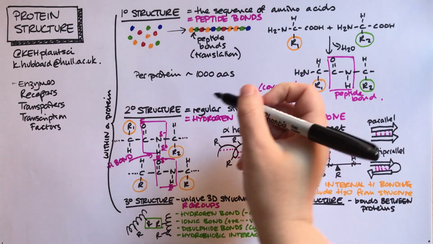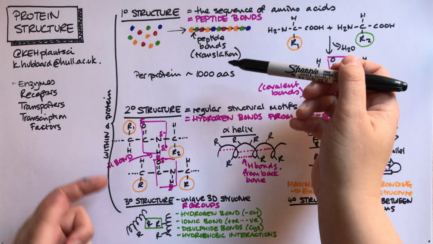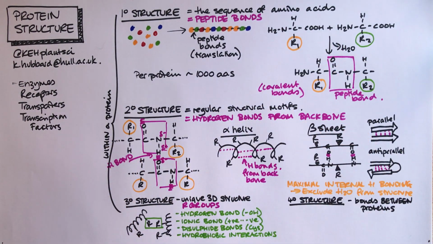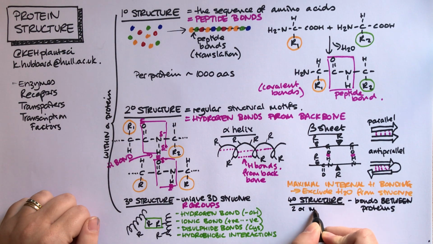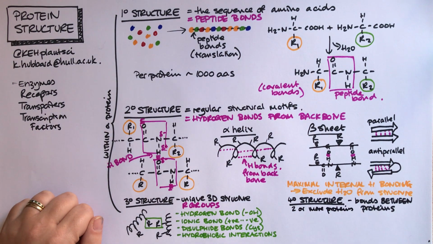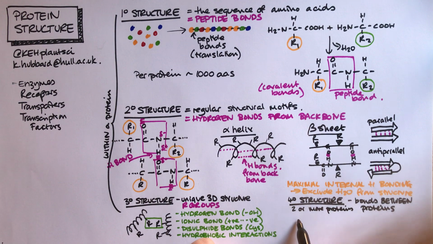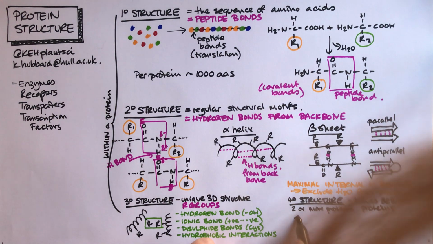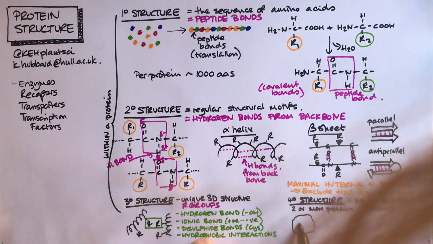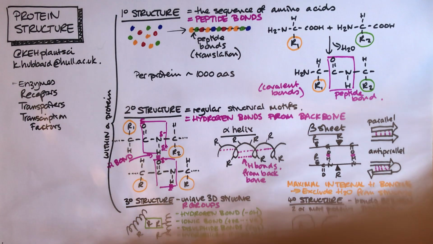So a single chain of amino acids obviously has primary structure, can form secondary structure, can form tertiary structure. To have quaternary structure, you have to have two or more proteins there. I'm just going to do a very quick cartoon of this because I'm running out of space. So here's a protein. Here's protein A. Here's protein B.